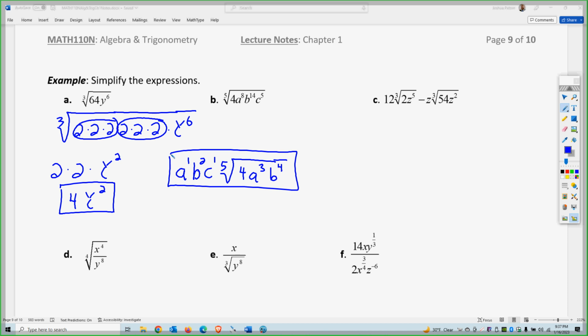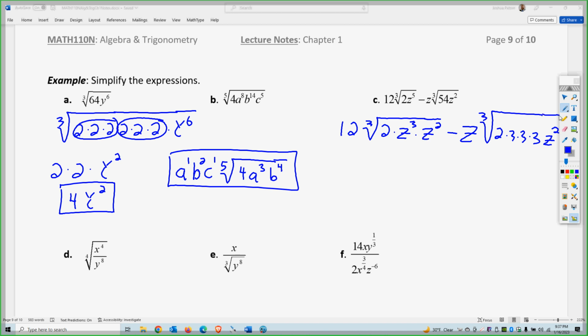The third one is add and subtract. You cannot add and subtract unless they're like terms. But this one's algebraic. So 12 third roots of 2, and this would be z to the third, or z squared, minus z third roots of, let's see. If you think about what 54 is, 54 is really 2 times 27, right? So that's 2, 3, 3, 3, and then z squared.